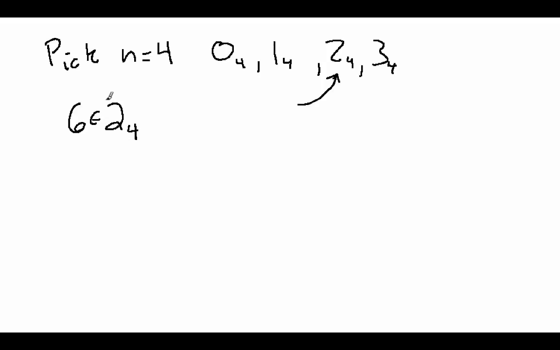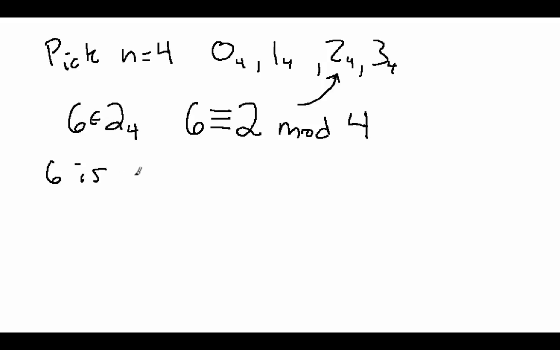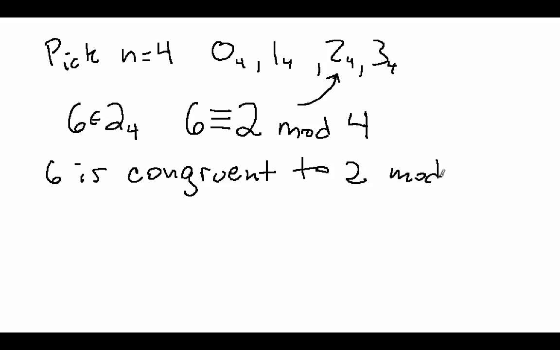Now, this is not standard notation. This is something that I've just made up here. But what is standard notation is we would say something like the following. We would say 6, and we use these triple lines here, and we would say this 6 is congruent to 2 mod 4. And I hope that everybody becomes comfortable with saying something like this. We're going to be using this notation quite a bit.